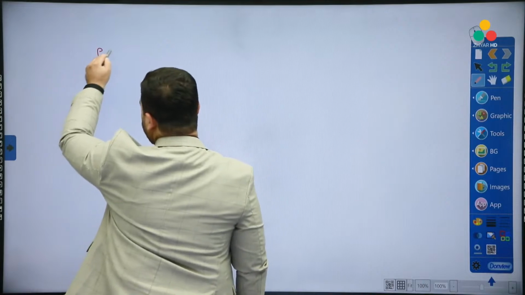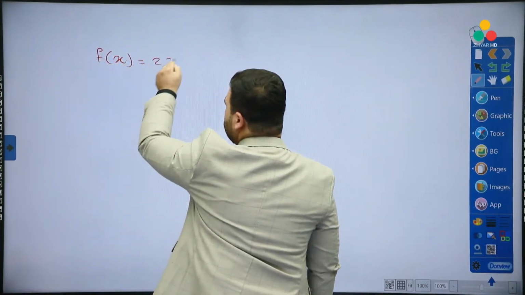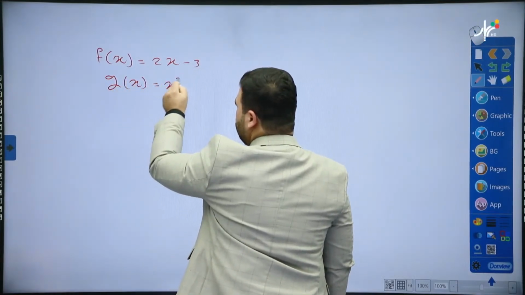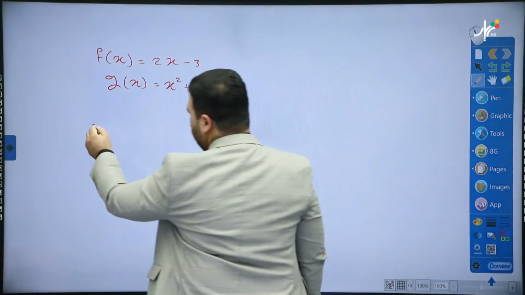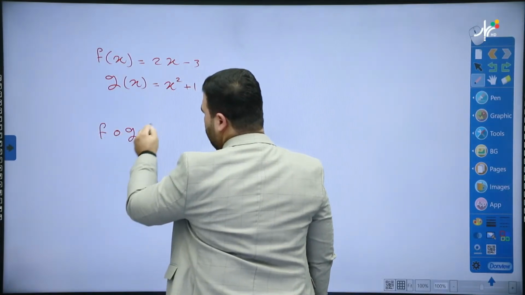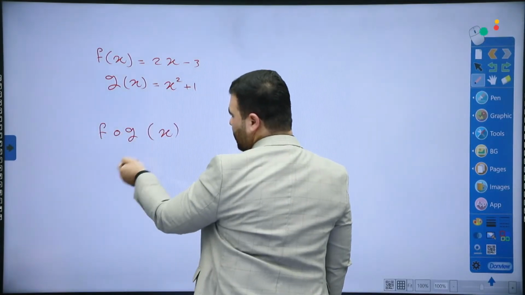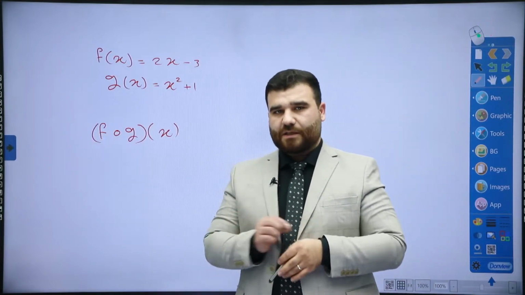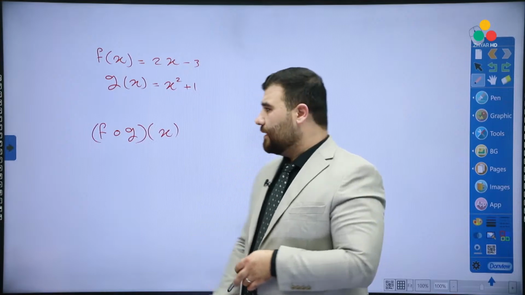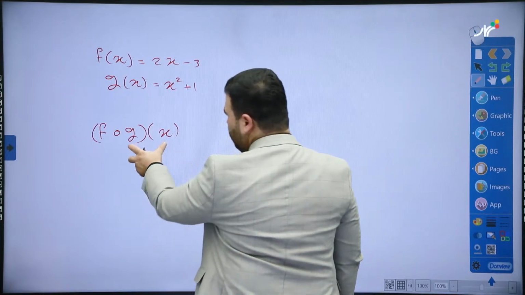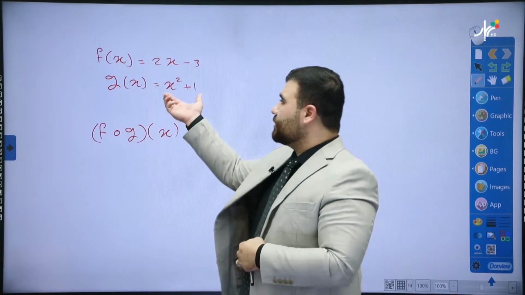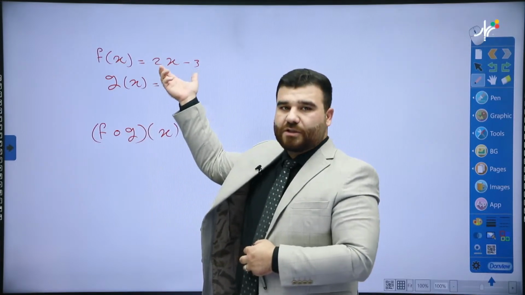Okay, again, f(x) is 2x minus 3, g(x) is x squared plus 1. Now if I want to find f of g(x), it's fine to not write brackets, and it's okay to put brackets around them, they're both fine. f circle g or f of g means put the function g(x) back into f. This means put the function g completely in function f.